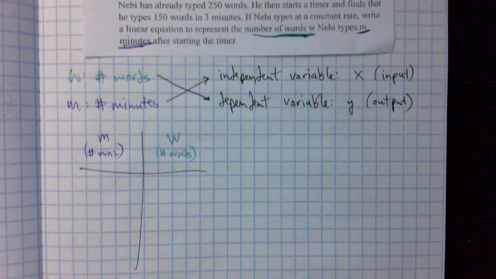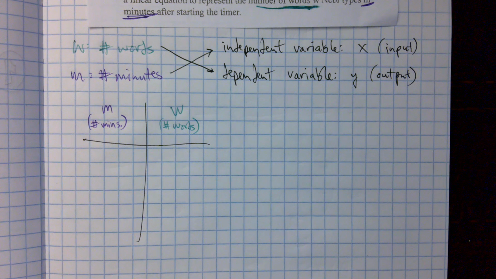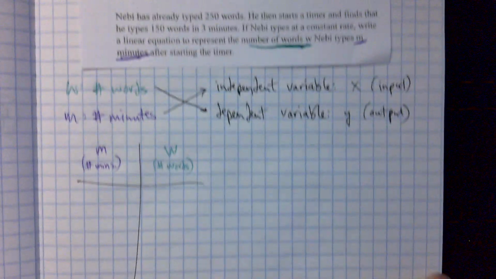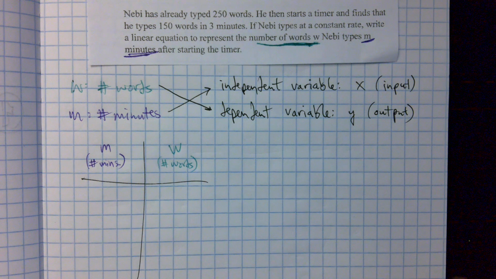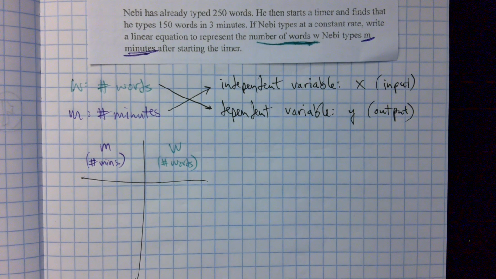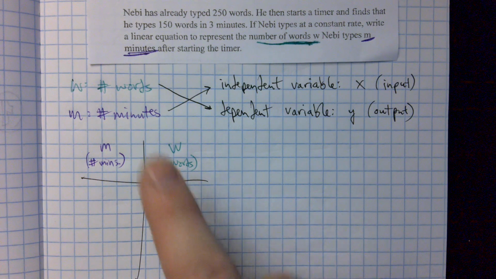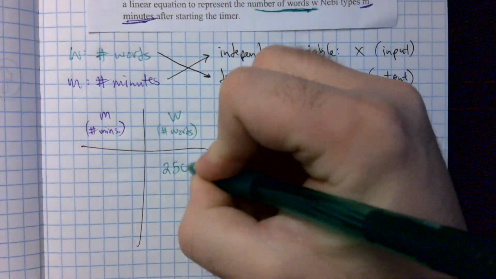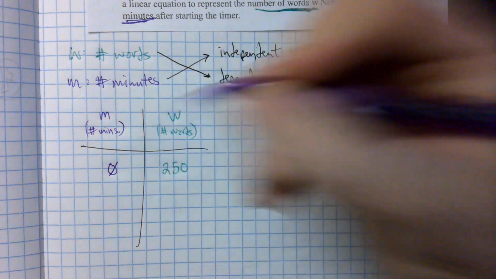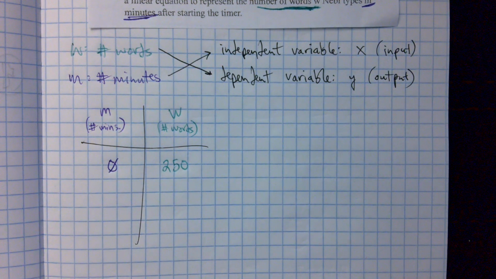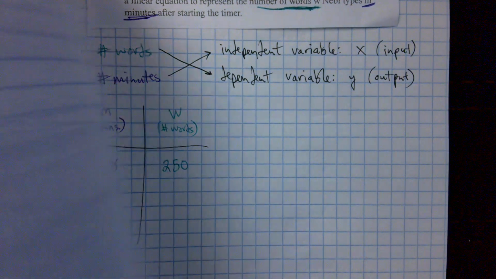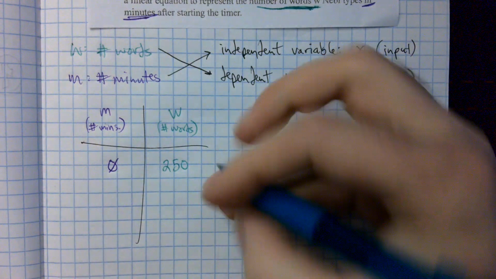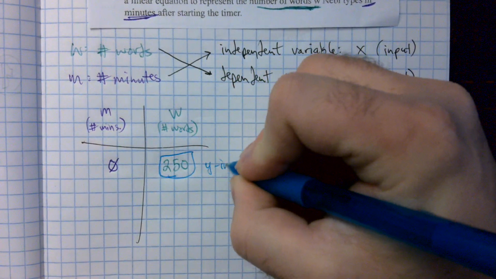Okay, because finding slope and y-intercept from a table is super, super easy. We just got to fill in some information. So Nebi has already typed 250 words. Right away, I read that. I know 250 is my beginning amount, right? The number of words is y. So if Nebi has already typed 250 words, that means he's typed 250 words after 0 minutes. That's my starting amount. I know right away that this right here is my y-intercept.